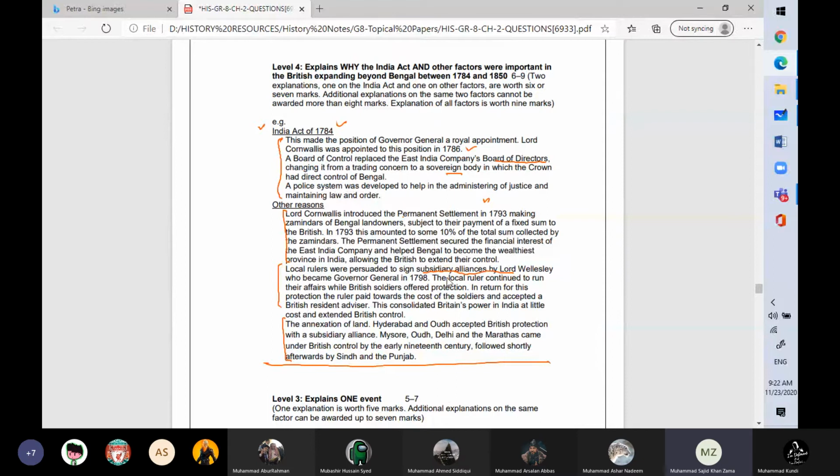So there are lots of figures and dates which you have to learn, right? So the pattern is almost the same. The reason identified in the question, followed by reason number one, two, three, and then your conclusion. So this is a 10 mark question. This question is your next assignment. Is it clear?